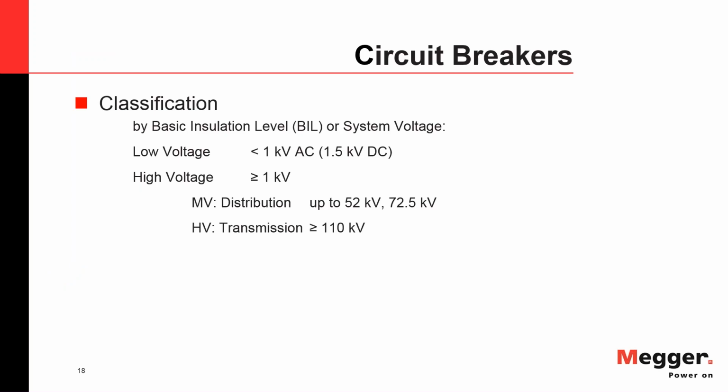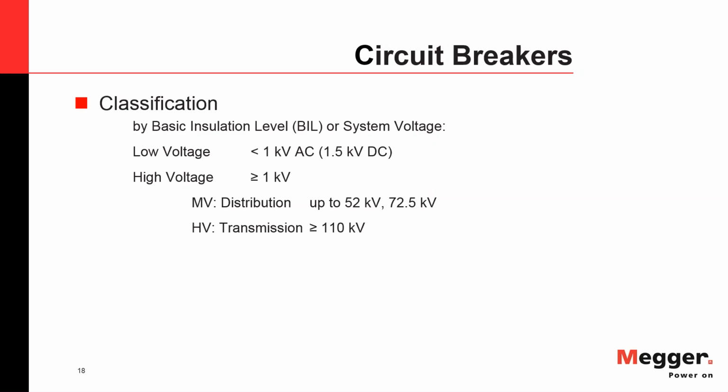Now, before we go into the testing itself and the low voltage breakers, just in general, how can you classify circuit breakers? Circuit breaker is not the same as circuit breaker. There's this and that is that. So you can classify them by basic insulation level. That's a very classic way to do it. So everything below 1 kV AC or 1.5 kV DC is considered low voltage. Everything above is generally considered high voltage.